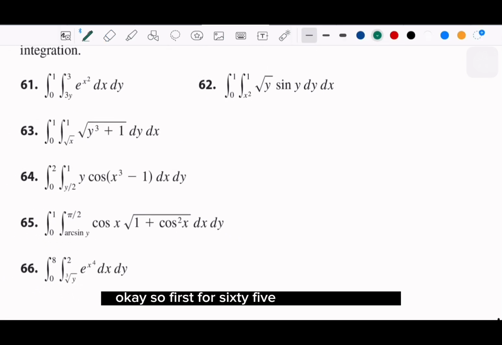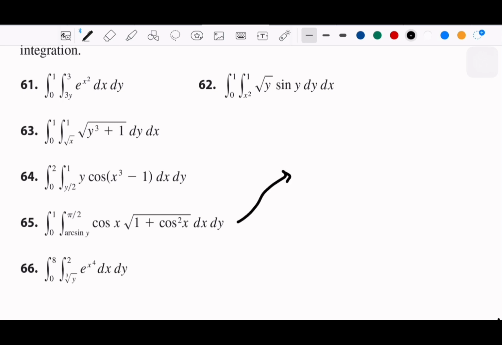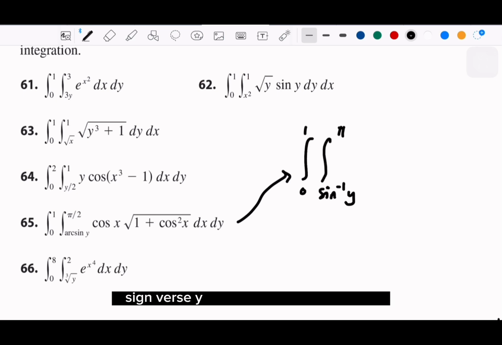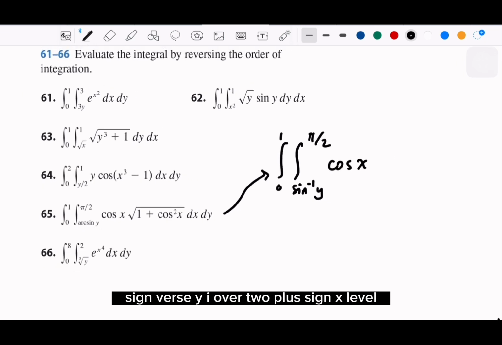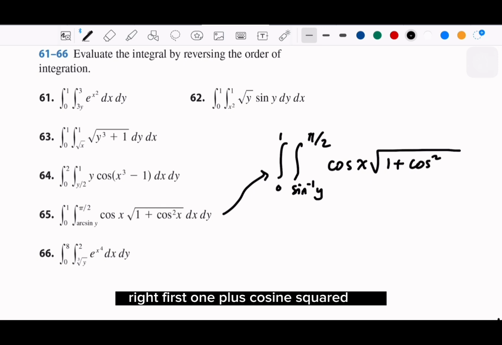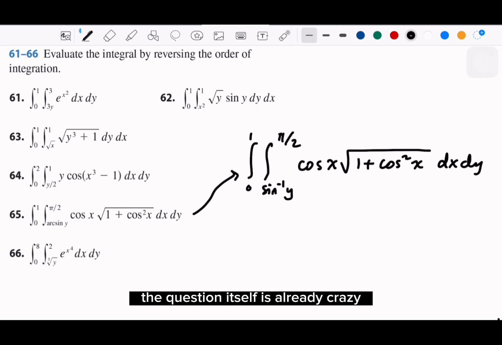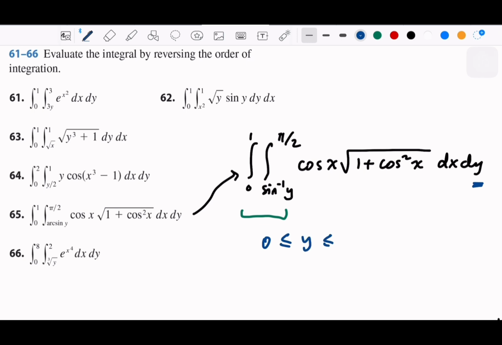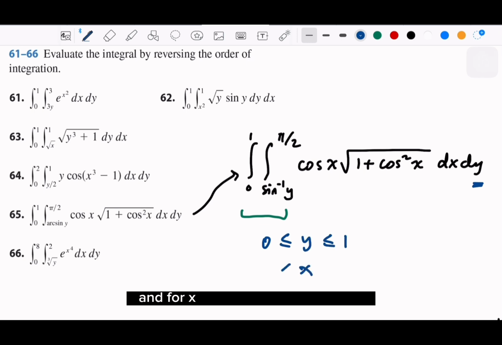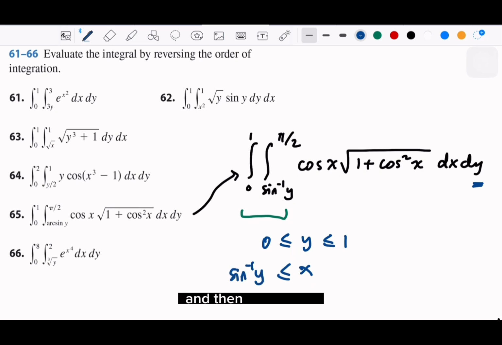Okay, so first for 65, let me move right here. So this will be sine plus y over 2, cosine x, let me write first, 1 plus cosine squared x. Okay, the question itself is already crazy. But what should we do from this part? So first, we are going to see this endpoint. So first is taking 0 to 1, which is our y, right? So we could write 0, this is our y. And then for x, start from sine inverse y, and then pi over 2.